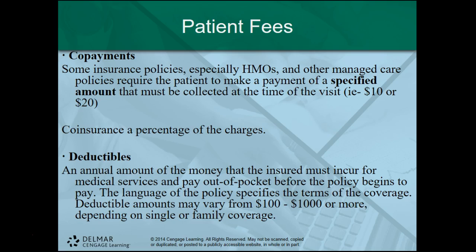Coinsurance is a percentage of the charges, which is usually the 20% of the 80-20 plan. A deductible, we've talked about this before, is the annual amount of money that the insured must incur for medical services, and then they have to pay out of pocket before the policy begins to pay. The language of the policy is going to specify the terms of their coverage, and the deductible amounts may vary from $100 to $1,000 or more. If it's a family deductible, I've seen family deductibles as large as $7,500 for the family. So there are some pretty hefty deductibles out there.